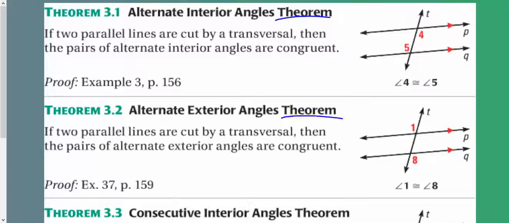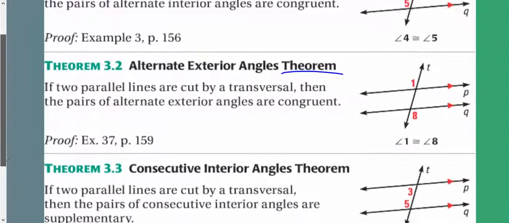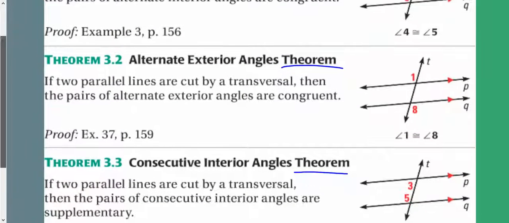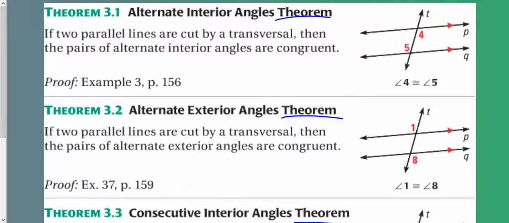They're all basically the same theorems except for the last one is slightly different. Alright, let's go through each one at a time. Here we have alternate interior angles. If 2 parallel lines are cut by a transversal, then the pairs of alternate interior angles are congruent. So not only are 4 and 5 congruent, but 3 and 6 are also congruent.